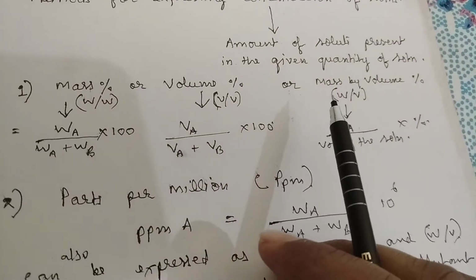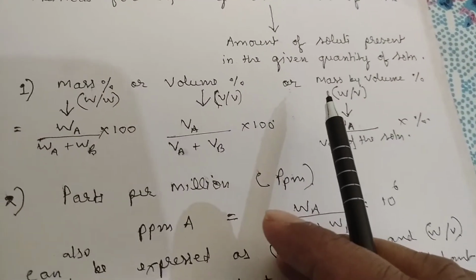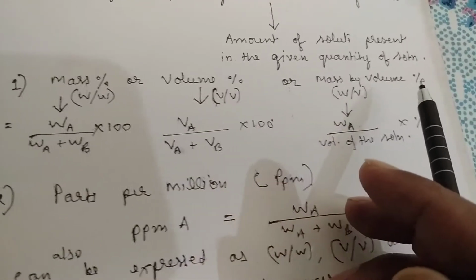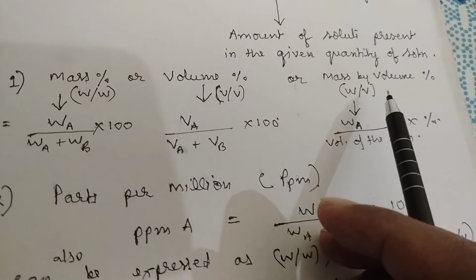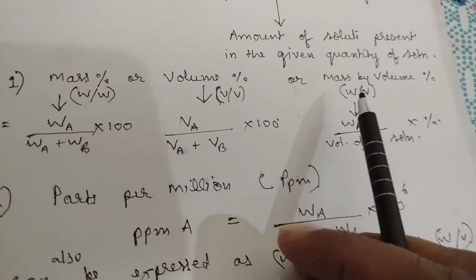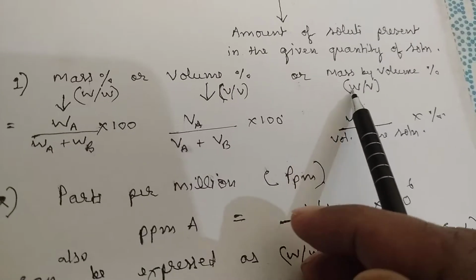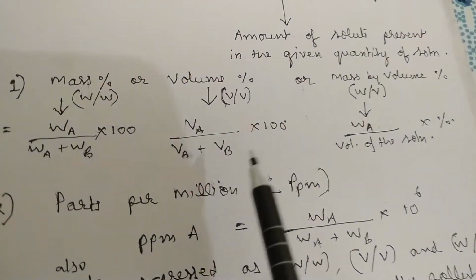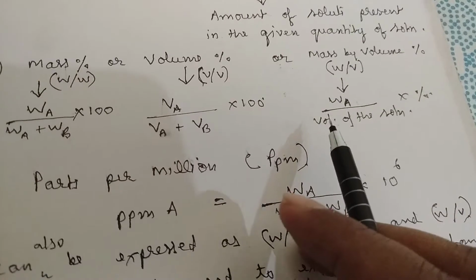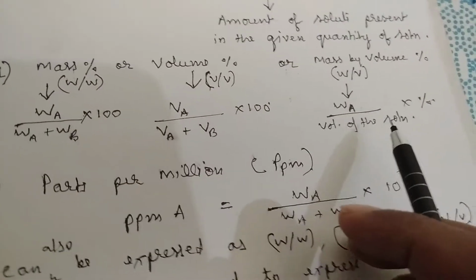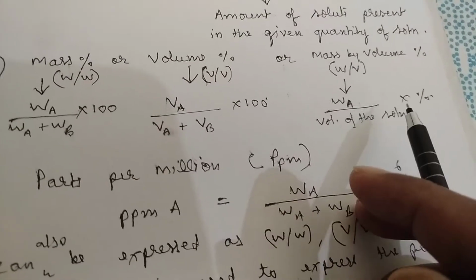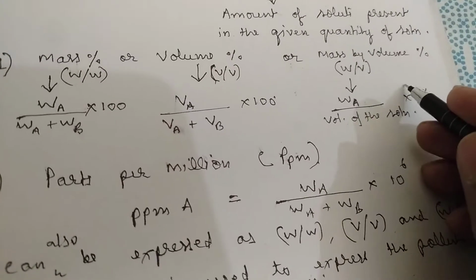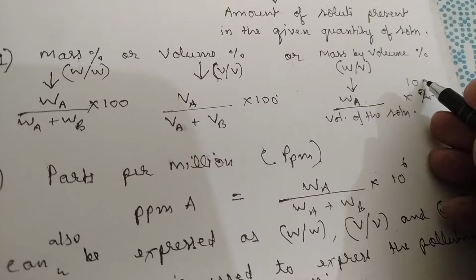Now, in the percentage method, the third one is mass by volume percent. This method is used when the solute is in solid state and the solvent is in liquid state. So its formula is mass of the solute divided by volume of the solution, into 100. Write it as 100.